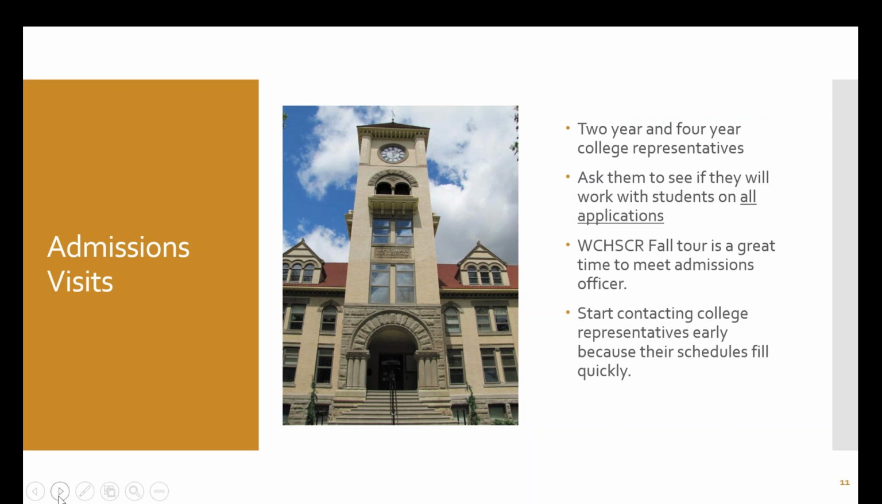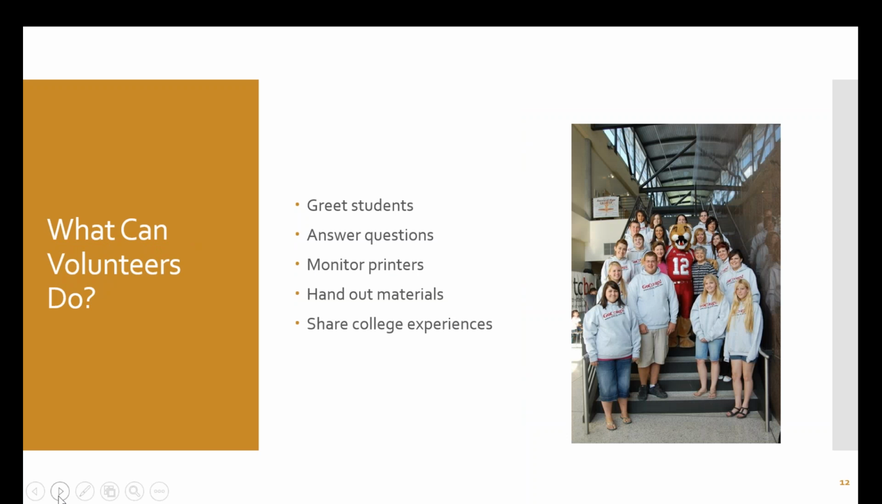The Washington Council for High School College Relations, that fall tour that's coming up starting September 11th, is going to be in every single region in Washington State, every ESD. That's a great time to meet college admissions officers, as well as it's a great time to get updates from colleges. And then start contacting those representatives early, because their schedules, man, they fill up super quick. And we want to make sure that if you have a set date that you want them to come out, you might as well get that on their calendar now.